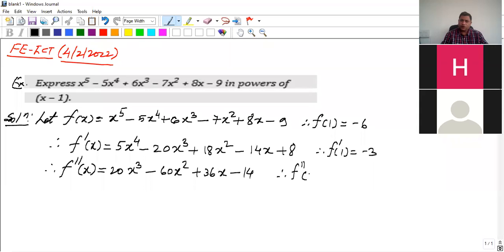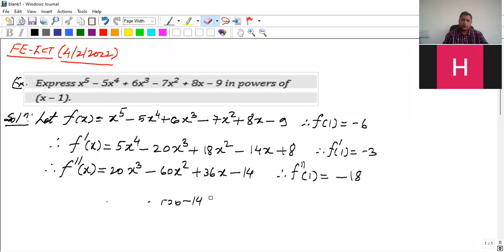So the value of this f double dash at x is equal to 1. Okay, so if I put this value 1, then what will we have? This is 20 minus 60 plus 36 minus 14, which is 18 minus 18, so this is going to be -18. That's good. Now, next again, we have to find the next derivative.